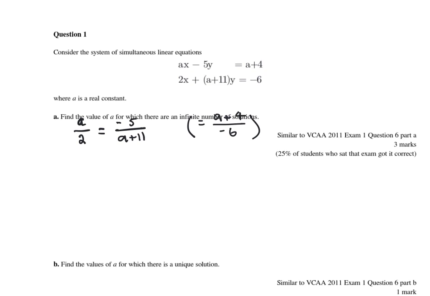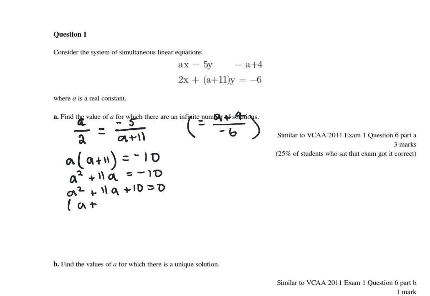So let's just solve this. a plus 11 equals -10. Expand out, a squared plus 11a equals -10. a squared plus 11a plus 10 equals 0. A quick factorising, a plus 1, a plus 10 equals 0. So a equals -1 or a equals -10.